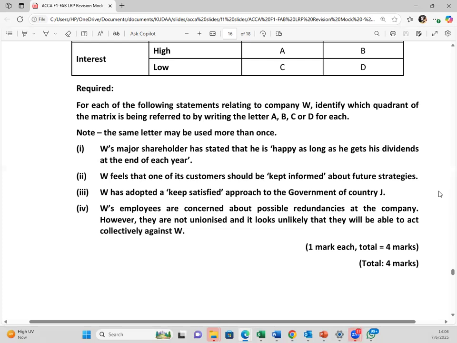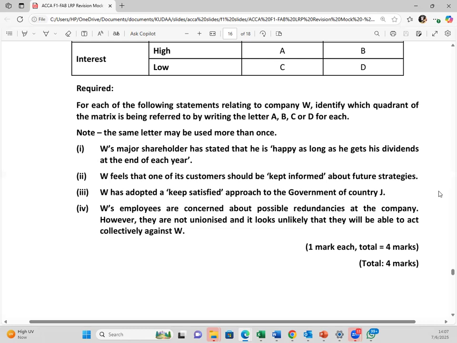Let's put them on C, because in terms of power, since they're a shareholder, they have high power. But they've stated that they don't have a lot of interest in the business. So these ones are put in the quadrant C. Next, W feels that one of its customers should be kept informed about the future strategies. Kept informed is in which quadrant? Kept informed is B, those that have a high interest but low power.